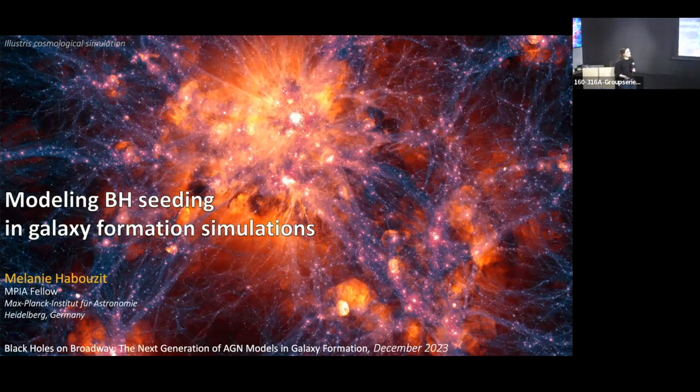So I was asked to talk about how we do seeding in cosmological simulation for galaxy formation. So going from zoom in all the way to the very large simulation, such as the one in the background here. Of course, the field of black hole formation has been driven by science, and I'm not going to talk at all about science, but we all know that this has been really pushing the field.